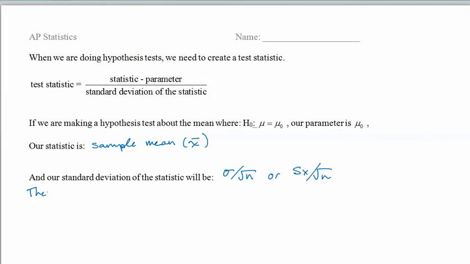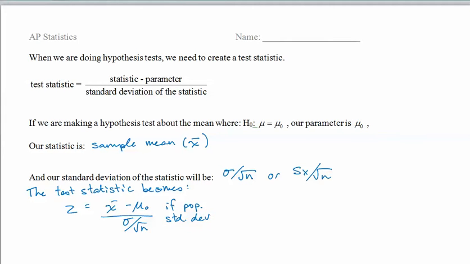And then the test statistic becomes either Z, being x bar minus mu naught divided by sigma over square root of n, if the population standard deviation is known, or more likely t, which is x bar minus mu naught over Sx over the square root of n, if the population standard deviation is not known.